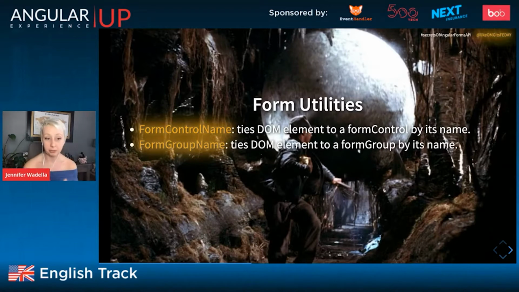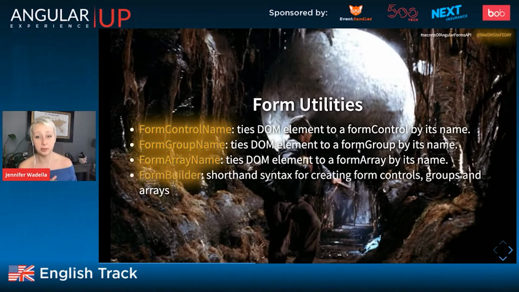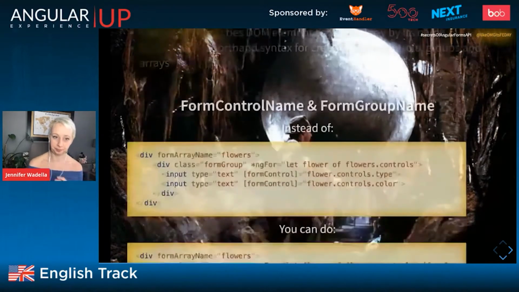We also have form group name, which does the exact same thing, except instead of looking for a form control, it's going to look for a form group, as well as form array name. So if we're dealing with an array and maybe we want to have validation based on that, we can use the form array directive to say, hey, inside of this form group that we're dealing with, find a form array element by this name that we're passing in. And finally, we have form builder, and this is just a shorthand syntax for creating form controls. So you can import this, and instead of having to say new form control every time, you can use form builder and pass it some options, and it'll understand what's going on there.